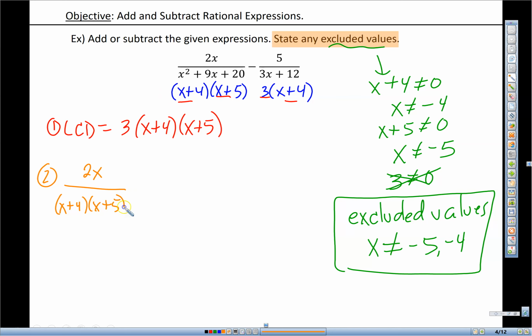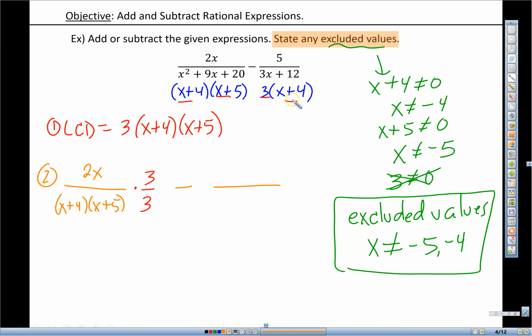So, comparing the factors in this denominator to the LCD, it's missing the 3. So my ratio of 1 then, I multiply by 3 over 3. So now my denominator will match the LCD. Then I have my subtraction sign.